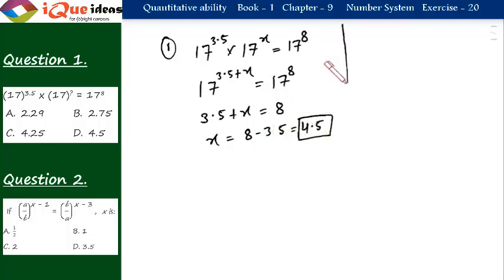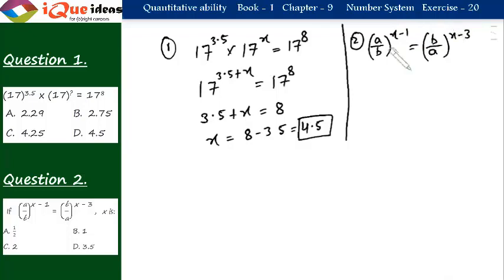Alright, let's take question number 2. It says (a by b) raised to the power x minus 1 is equal to (b by a) raised to the power x minus 3. Now see, a by b and b by a are reciprocals of each other. That means power minus 1. So we can write it like this: (a by b) raised to the power x minus 1 equal to (a by b) raised to the power minus of (x minus 3). So if anything becomes the reciprocal of itself, the power becomes negative.